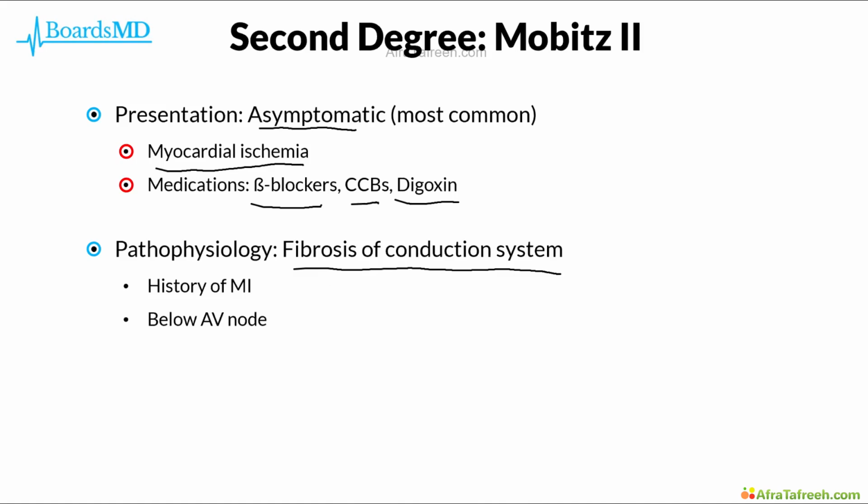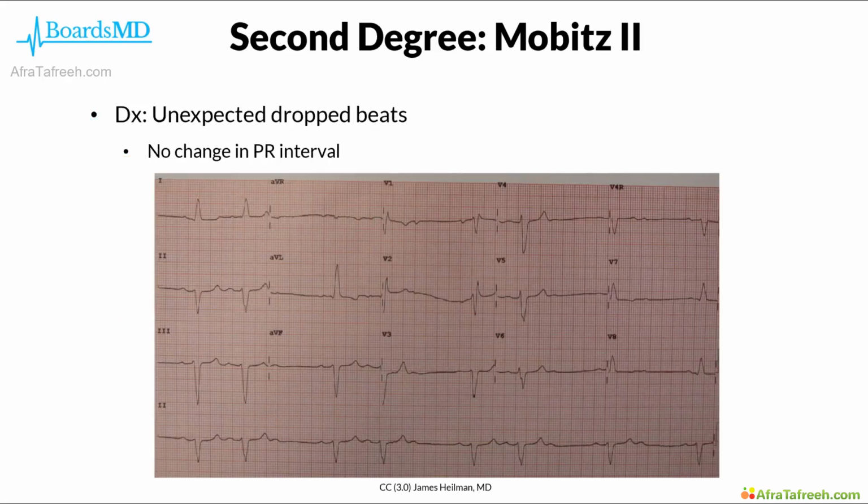This can be seen in patients who have a history of myocardial infarction, as death of the myocardium could ultimately lead over time to fibrosis and therefore inhibition of the conduction system. And classically, Mobitz type 2, unlike Mobitz type 1, is going to occur below the AV node. The result of this fibrosis below the AV node in our patients with Mobitz type 2 is that these patients will have unexpected dropped beats on their EKG.